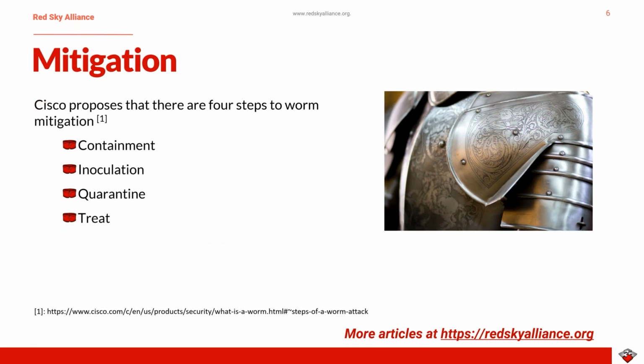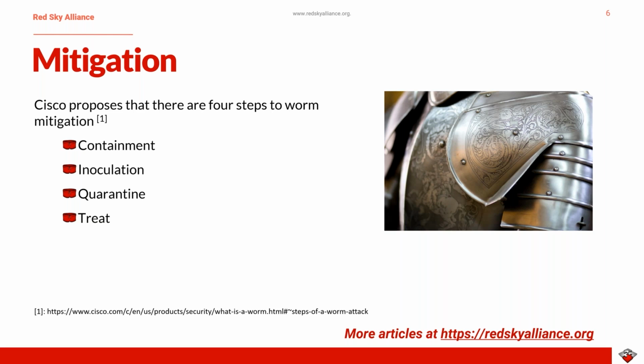So Cisco proposes that there are 4 steps to mitigating worm attacks. 1 being containment, 2 being inoculation, 3 being quarantine, and 4 being treatment. Containment refers to the process of determining which systems may be affected and trying to isolate them from the rest of the environment. Once containment is complete, systems in the network should be scanned and patched.